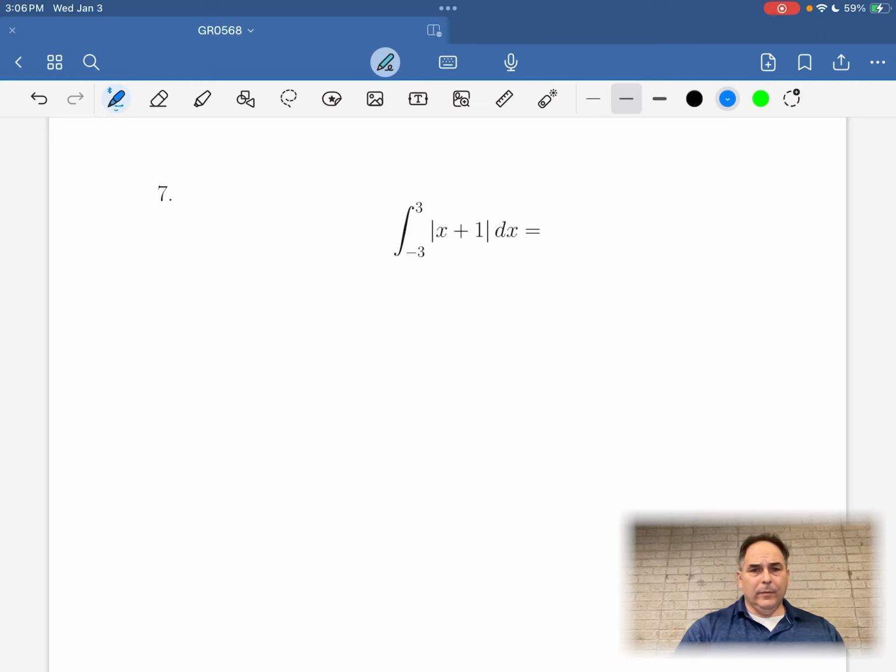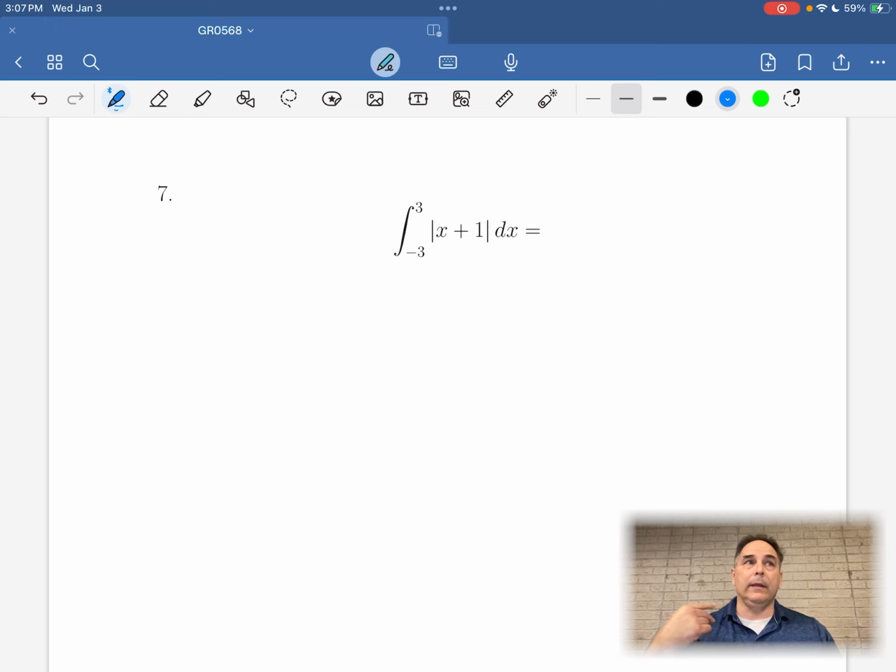So we're looking at this problem, right? It's the integral from -3 to 3 of the absolute value of x plus 1 dx. Now, there's a couple of ways to do this problem, okay? One of them is doing the integral itself in the standard way that we normally do integrals. The other one is to do a geometric argument, okay? In either case, we can get the answer the same way.